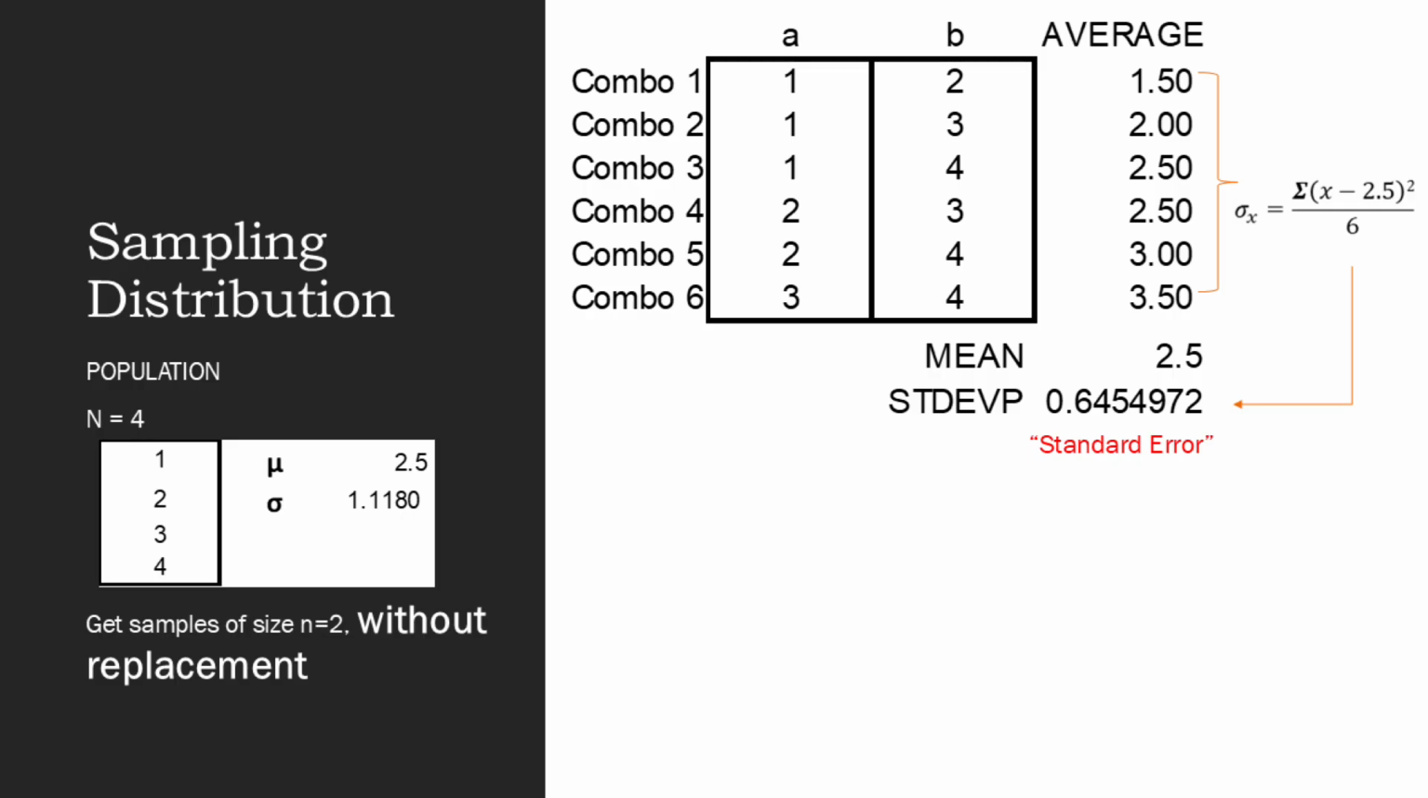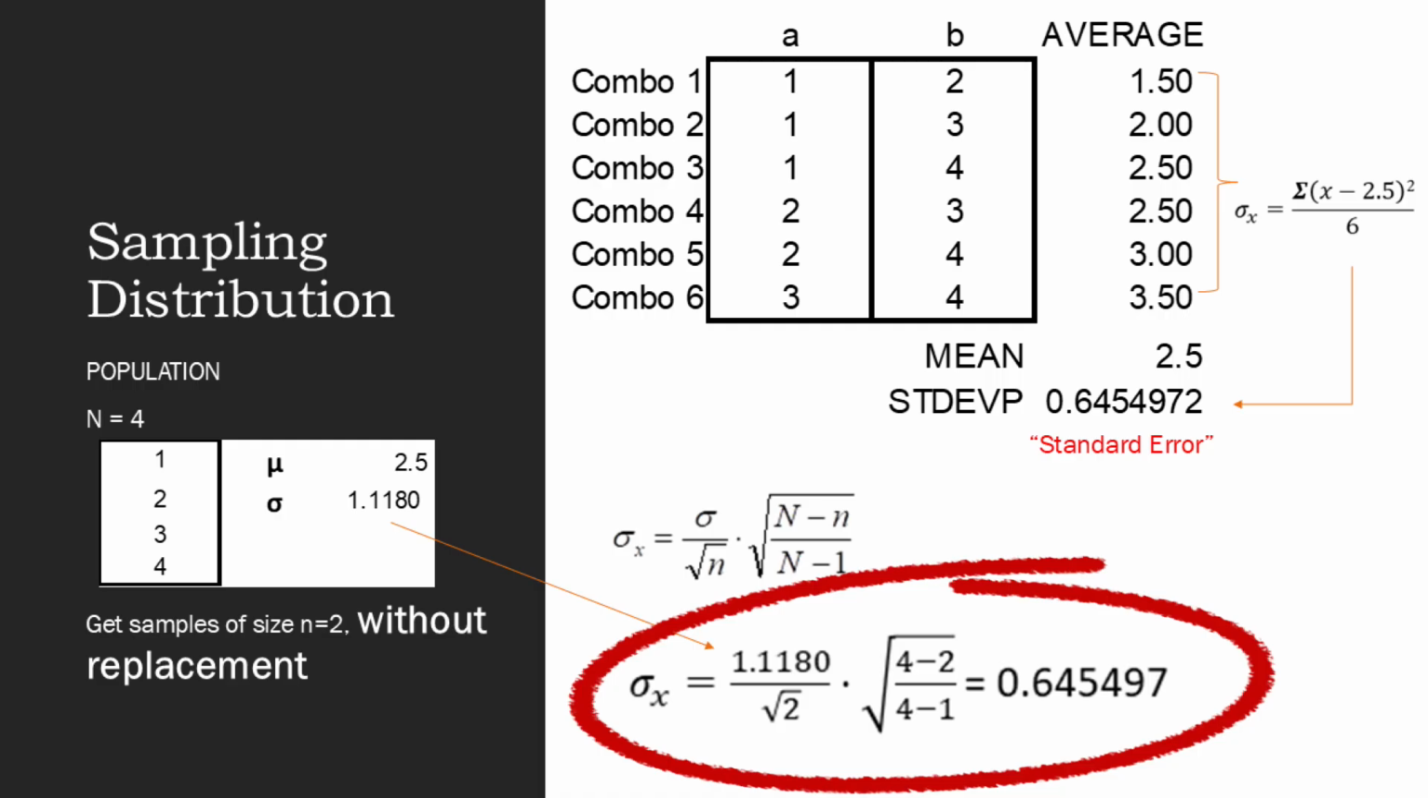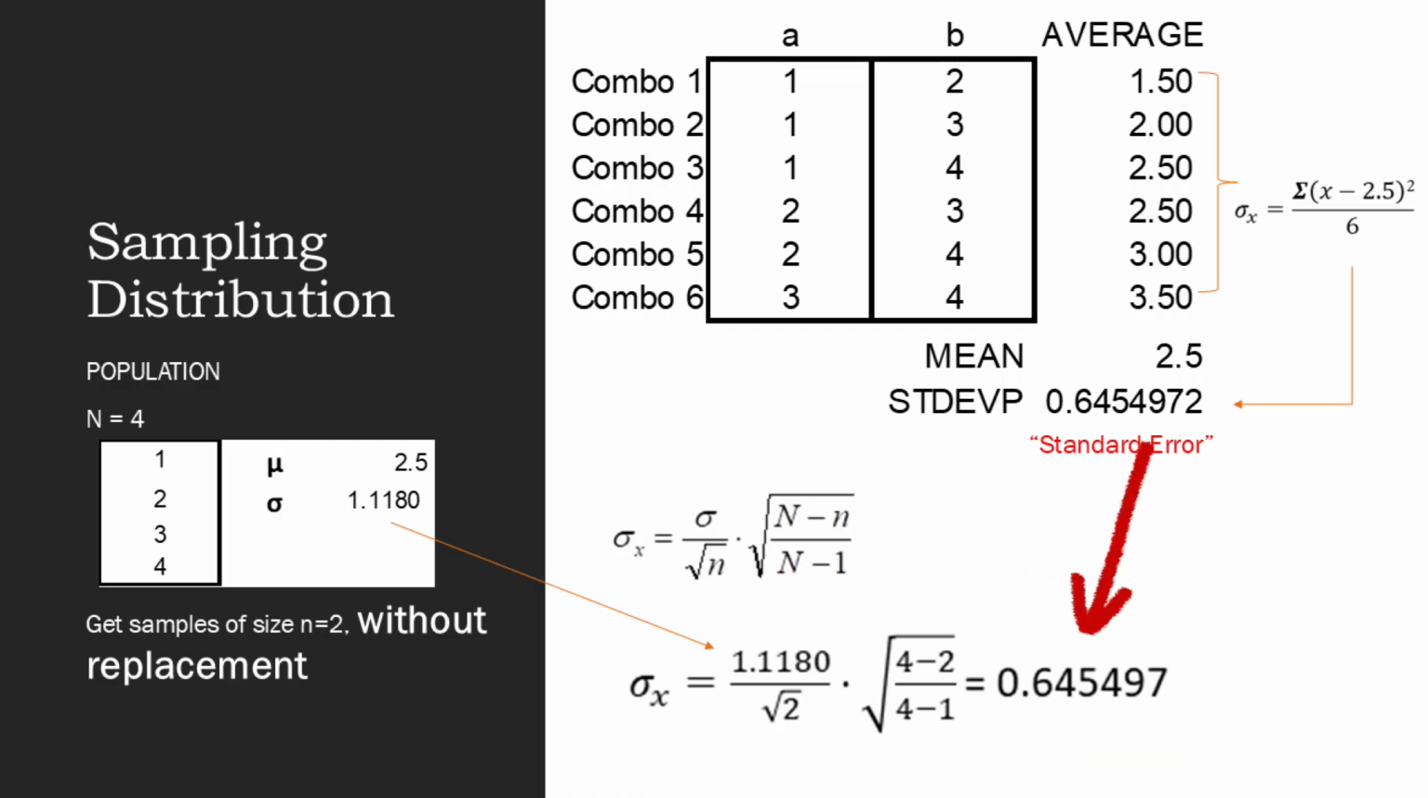Now, how do we explain the standard deviation of the sampling distribution? It turns out we can use the formula for small sample sizes as shown here. Note that with the formula and knowing the population standard deviation, we can compute for the standard error.